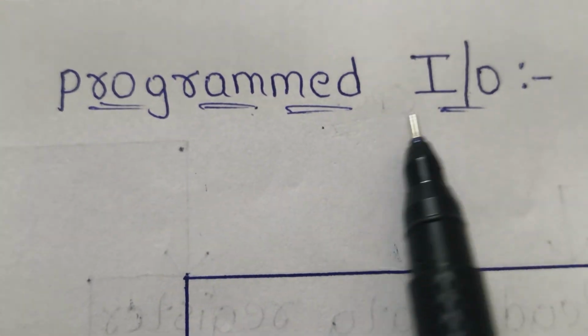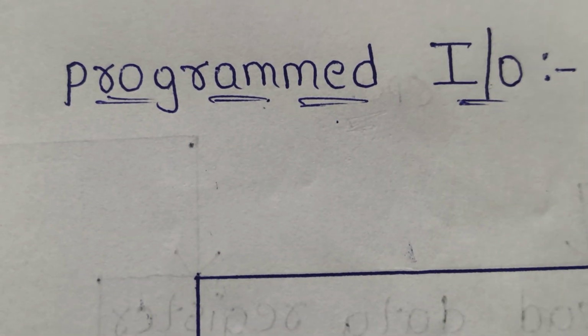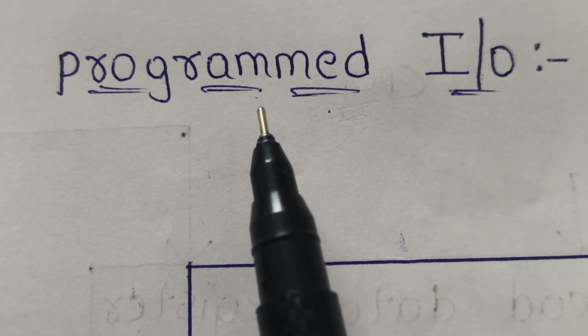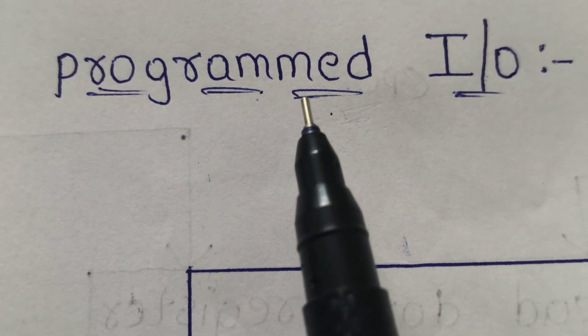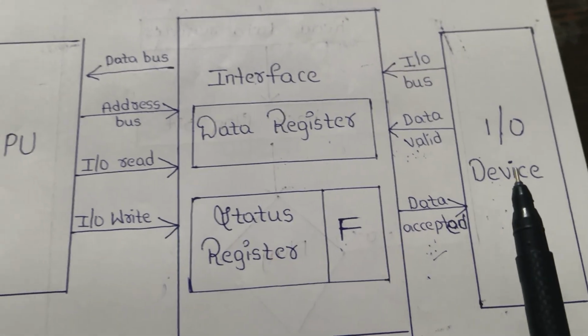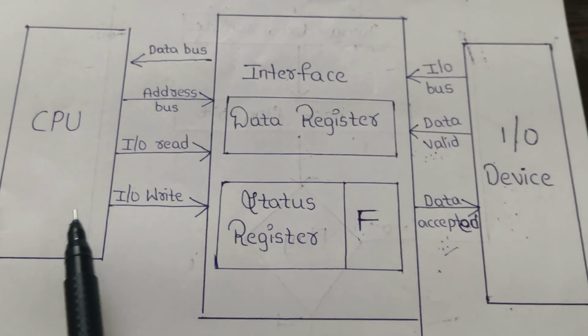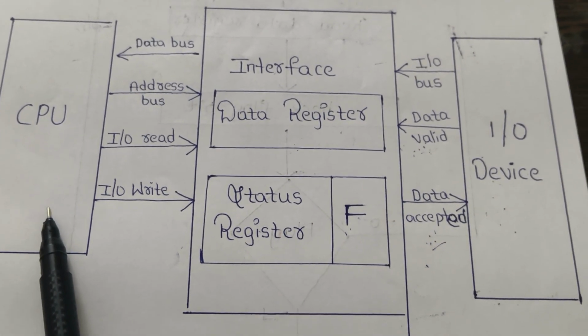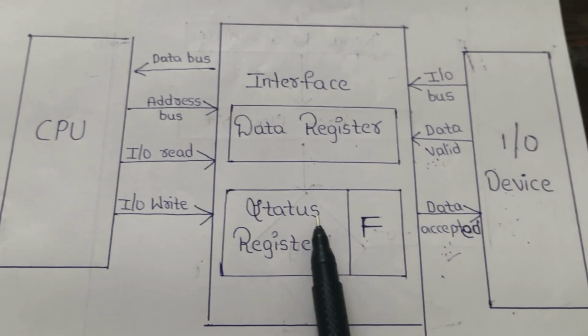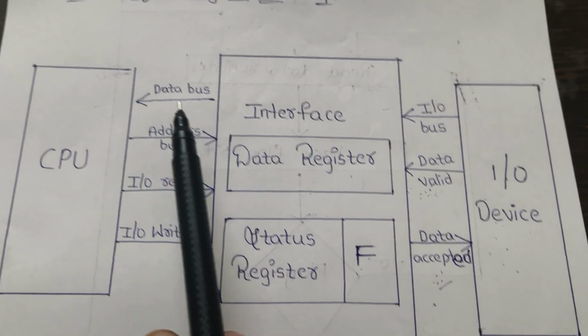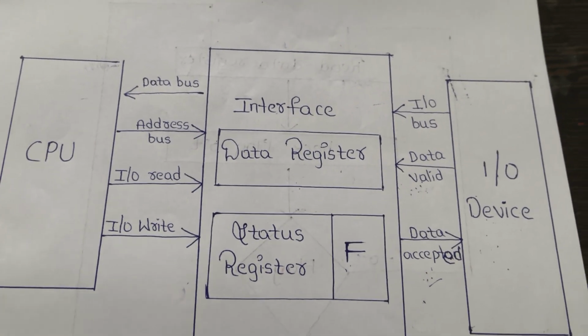Hello everyone, now I am going to explain the concept of programmed I/O. This is one of the modes of transfer in an input-output interface. In an input-output interface, we are going to learn how the input-output devices are connected to an internal storage unit or CPU through an interface, through a data bus, address bus, and control lines.